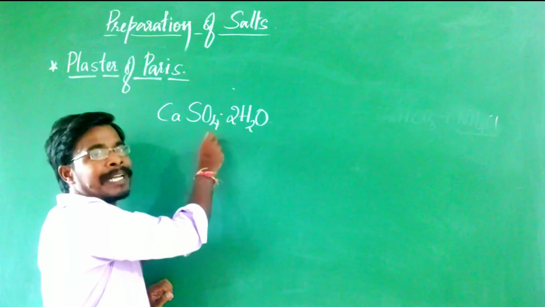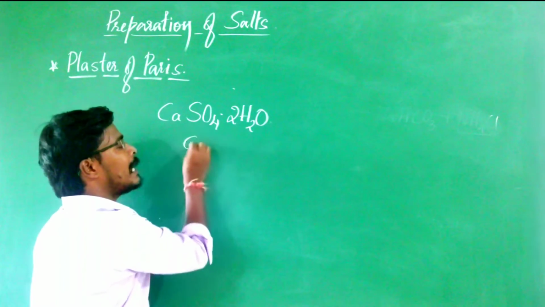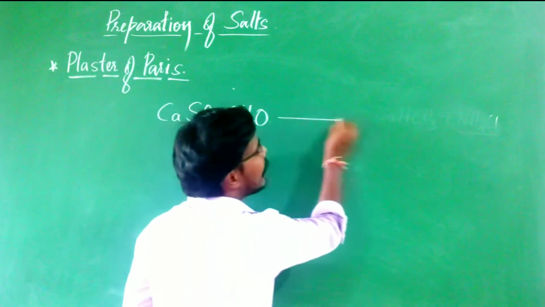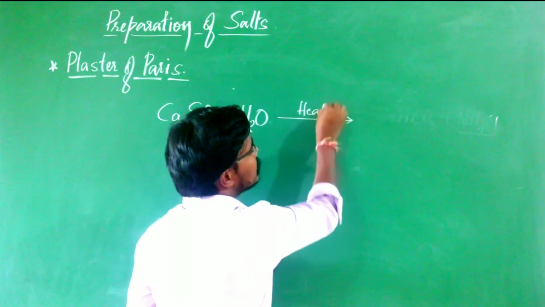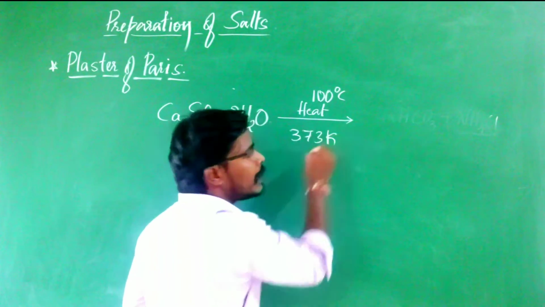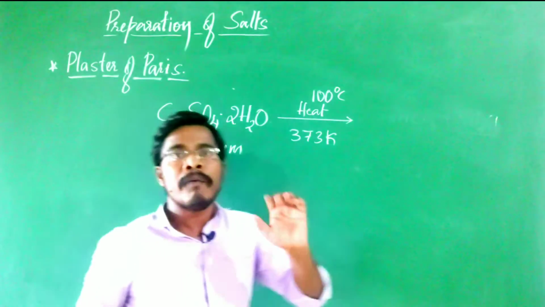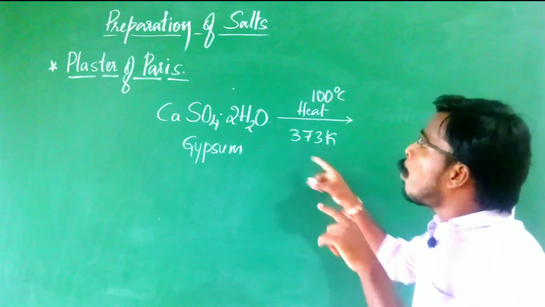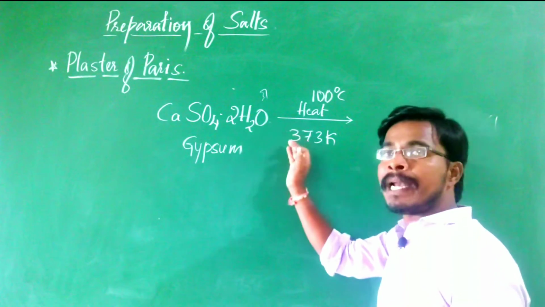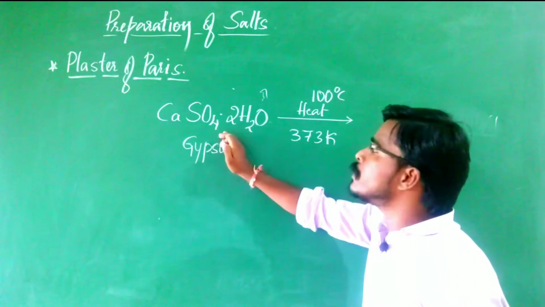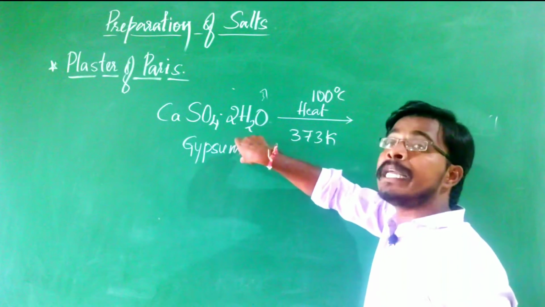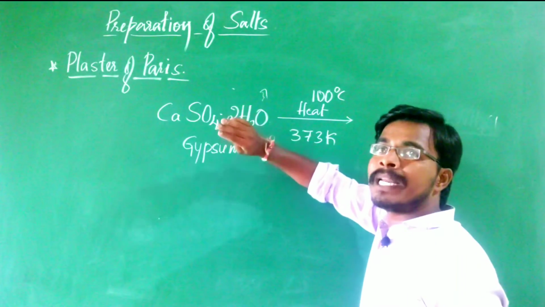2 molecules of water are attached to calcium sulfate and it is generally called gypsum. This gypsum is heated at 100 degrees Celsius, or 373 Kelvin. When it is heated at 100 degrees Celsius, 1.5 molecules of water will get evaporated, or get separated outside, and only half a molecule of water will be attached to the calcium sulfate. So here 3/4 of the water will be completely liberated.